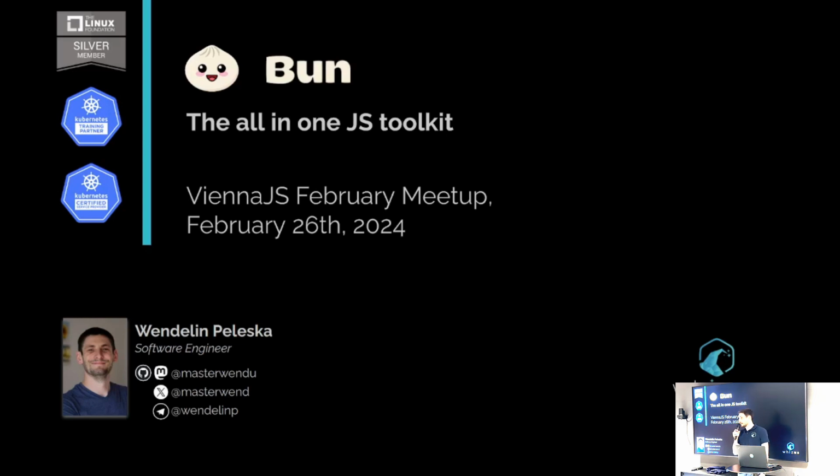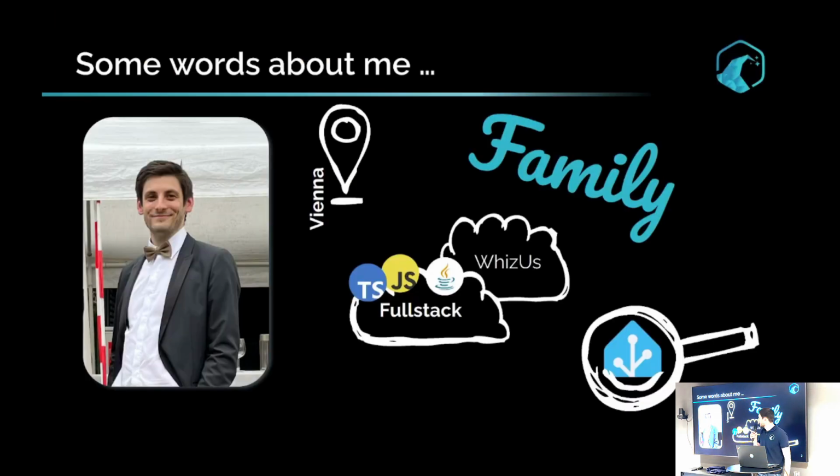My name is Wendelin Peleska. I'm a full-stack developer at ViennaJS. I mainly work with TypeScript, JavaScript, and also Java. I'm here from Vienna, and I have a wife and 2 sons. And in my free time, I'm working on my smart home with Home Assistant.